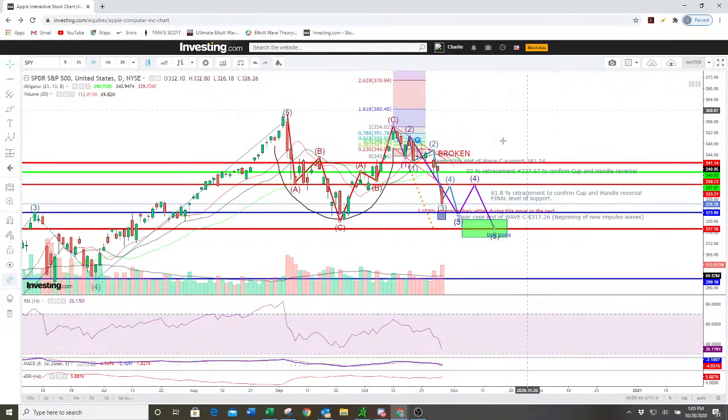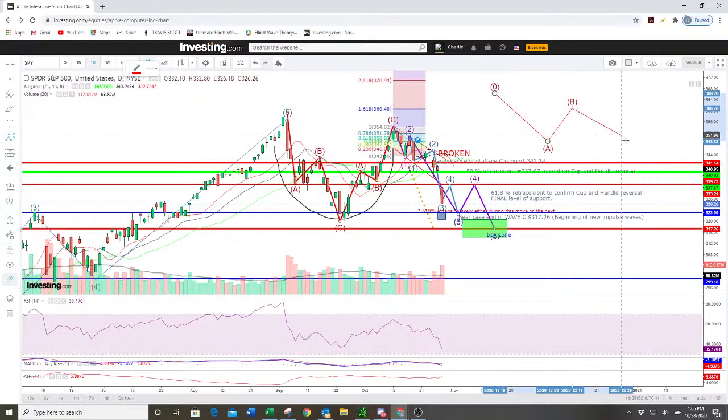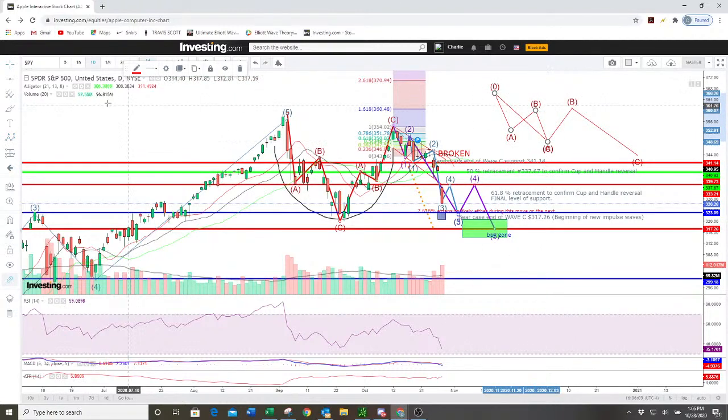So since we had that invalidation, what we have to look at now is a correction, a deeper correction, at least of an A, a B, and a C. Now, when we see these corrections, usually they come in the form of a 3-3-5, this zigzag pattern. So what we're looking for now is an ABC within that ABC.